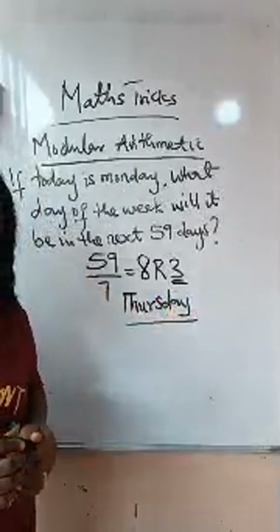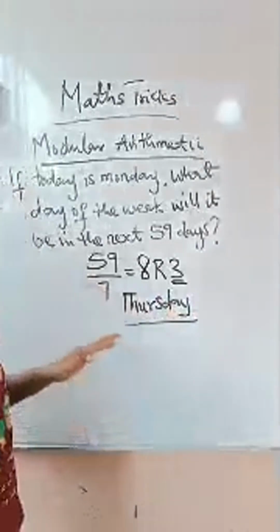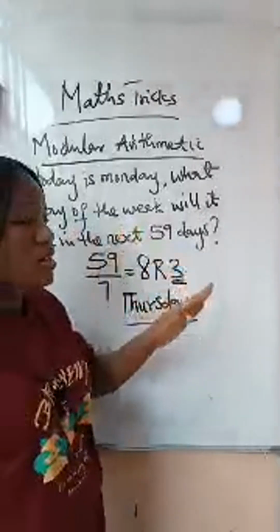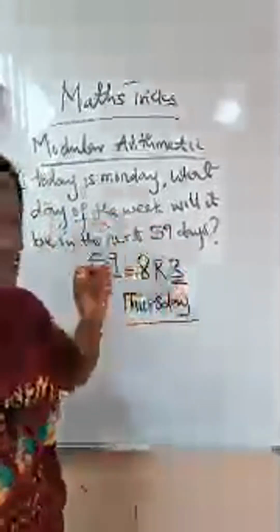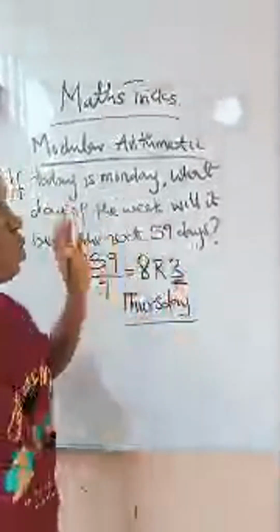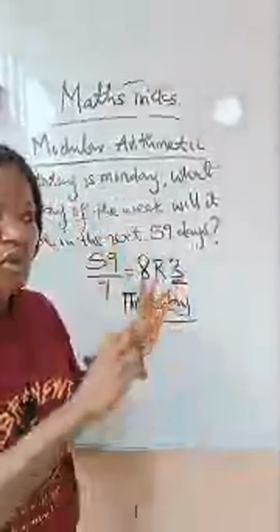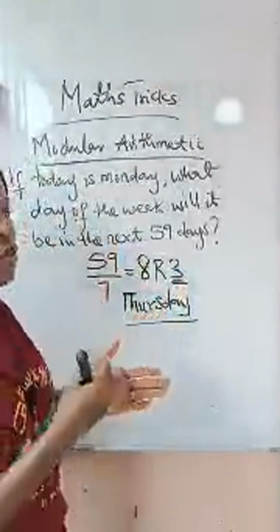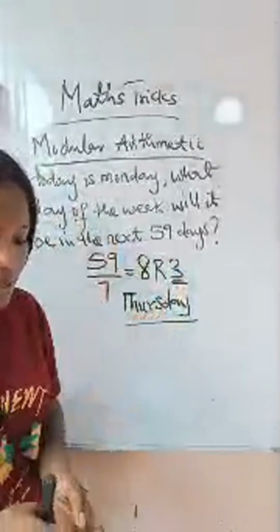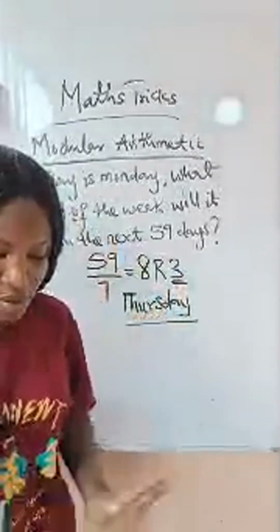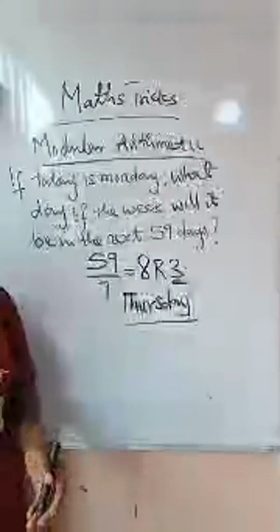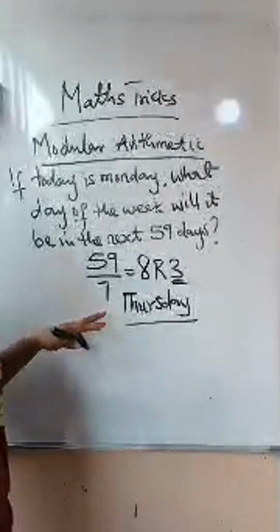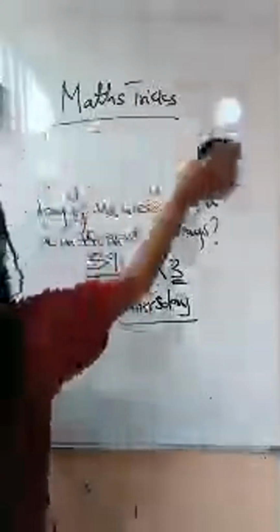I believe this is clear. So if today is Monday, what day of the week will it be in the next 59 days? Just divide that number by 7. You don't have anything to do with the whole number. You are only interested in your remainder. That remaining days, just count it from that Monday and you are going to get the answer. Very, very simple. So if you always run away from this type of question, I advise from today, when you see it, just rush and solve it.